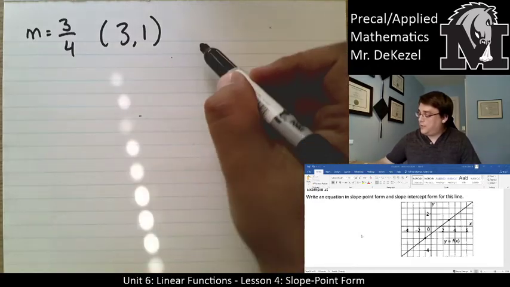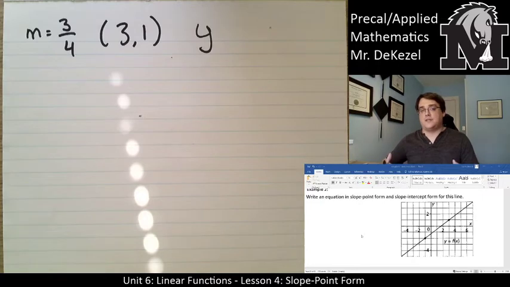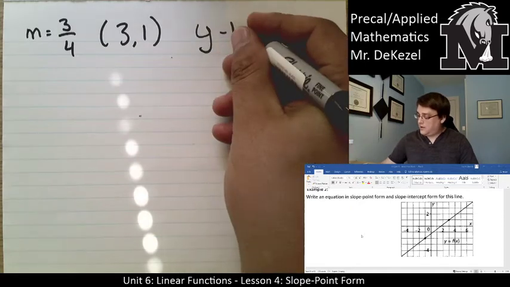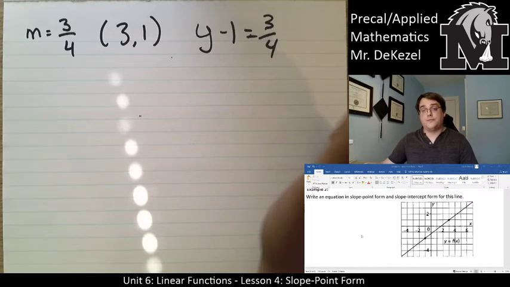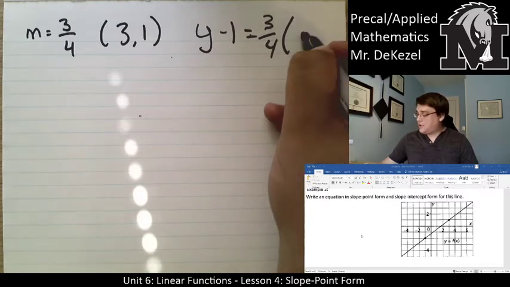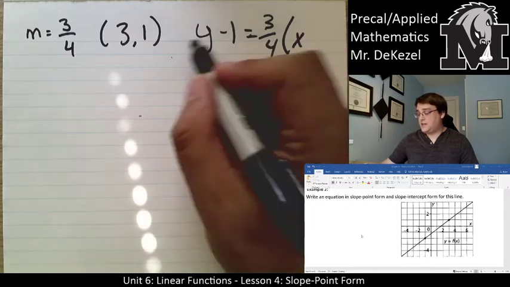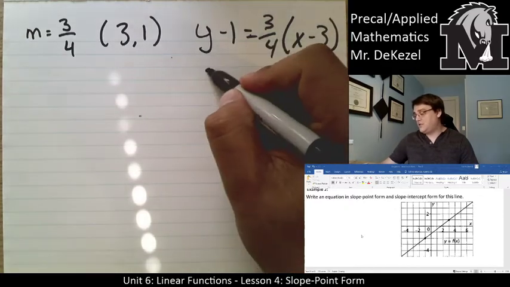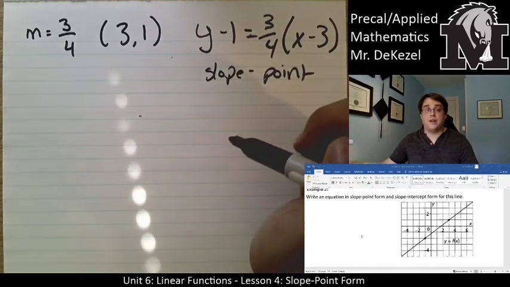So slope point form, we have y, and then it's always the opposite sign of the y value. So since it's positive here, it's going to be negative here. So y minus 1 is equal to, the slope is 3 quarters, and then in the brackets, it is the opposite of the x value. So the x value is positive 3, so we are going to subtract 3. And that is your slope point form right there.